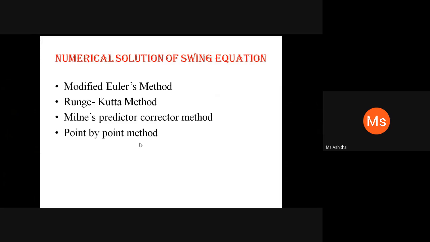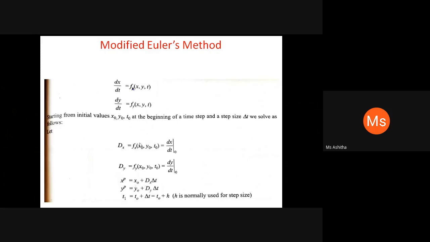First, let us see the modified Euler's method. To solve using the modified Euler's method, I am mainly considering two equations: the derivative of x and the derivative of y. dx by dt is equal to fx of x comma y comma t, which is the derivative of x. Similarly, dy by dt is equal to fy of x comma y comma t.